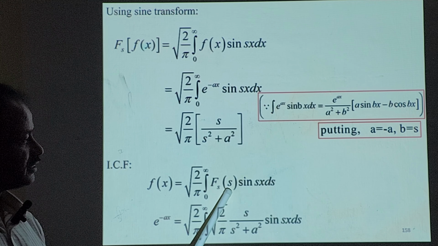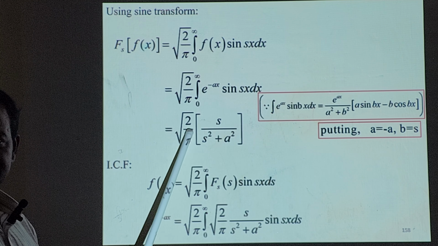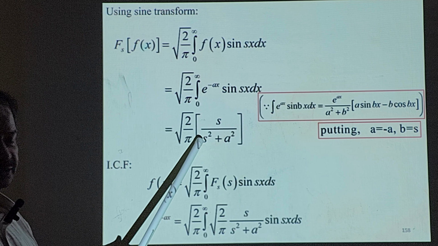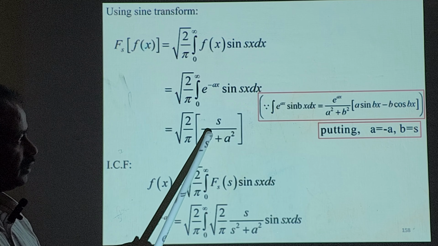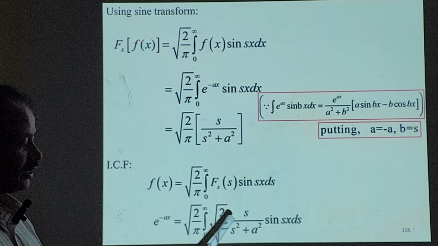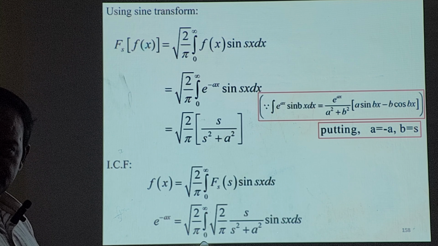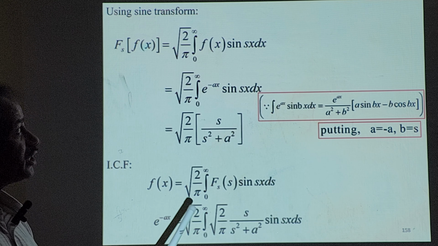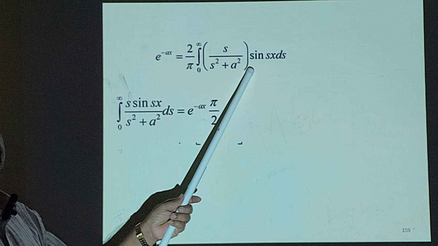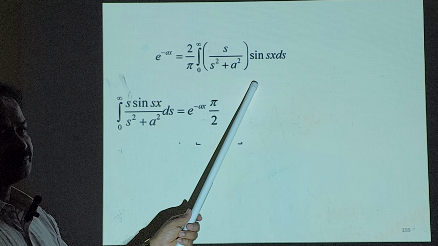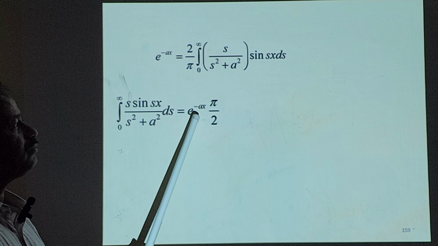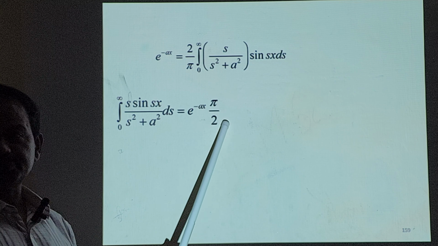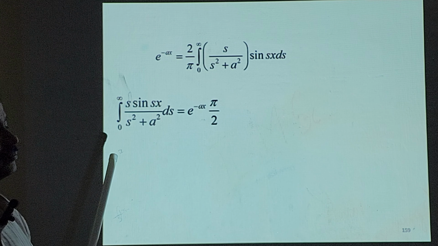So instead of f of s, you will have to substitute this term. Here it is, we have already found it. So you will have to use this term. That will give us root of 2 divided by pi, times s divided by s square plus a square. As usual, you just pull this term out. That will give us 2 divided by pi and this one. This is what was asked. So bringing 2 by pi to this side, we have e power minus ax times pi by 2. So this is what was asked.